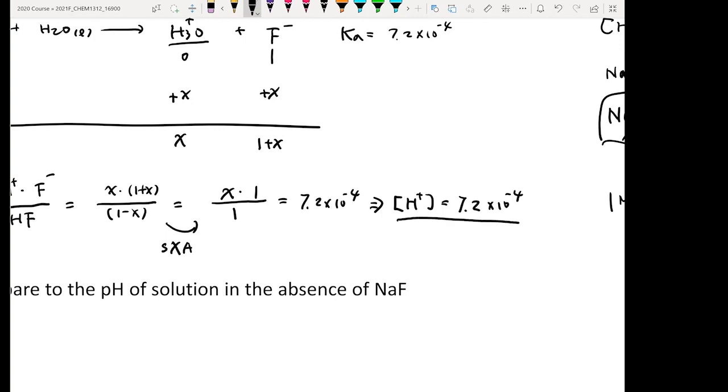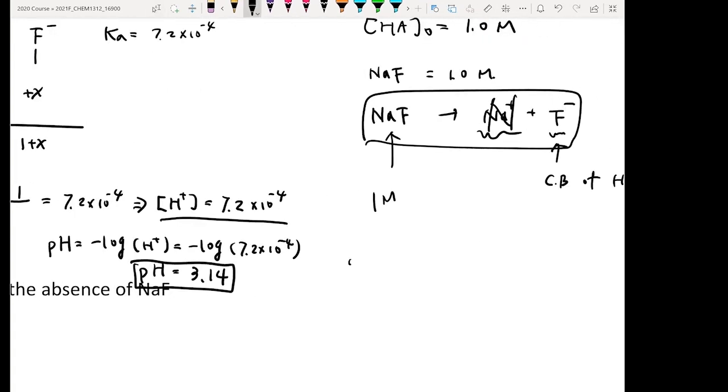Once you have the proton concentration, then you know your pH is simply negative log of your proton concentration, which is equal to negative log 7.2 times 10 to the negative 4. And that should give you a pH value of 3.14.